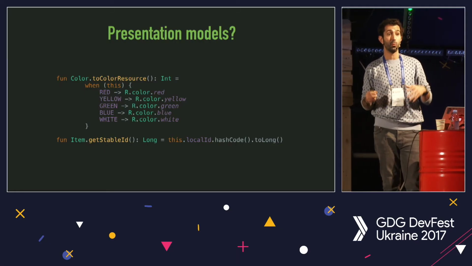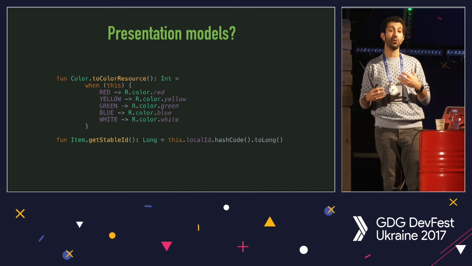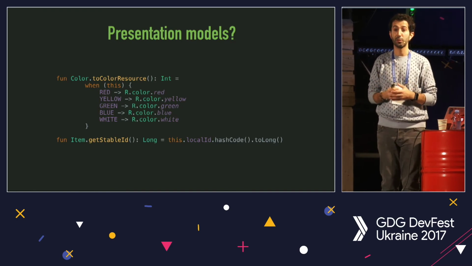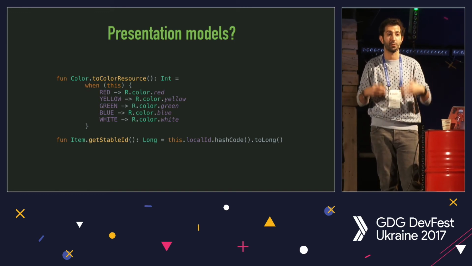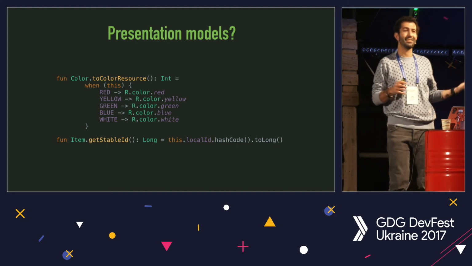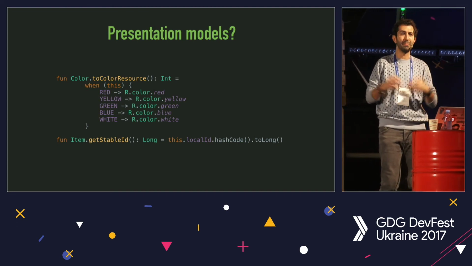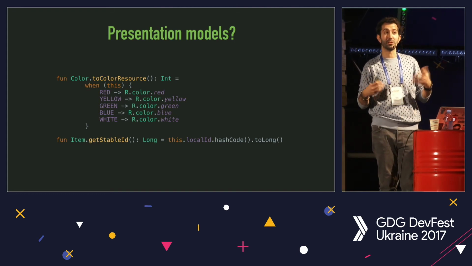Presentation models, as I said before, we don't have presentation models. We have the same store models, but we enrich this model also using extension functions. So imagine, in our case, our items have colors. They have an enum that is red, yellow, green, and so on. But our presentation layer doesn't know anything about what this enum means, and we don't want to create a new presentation model just for that.